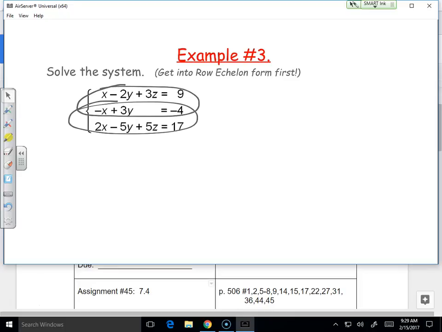Let me get rid of this silly menu on the left. Sorry if that's annoying you. There we go.